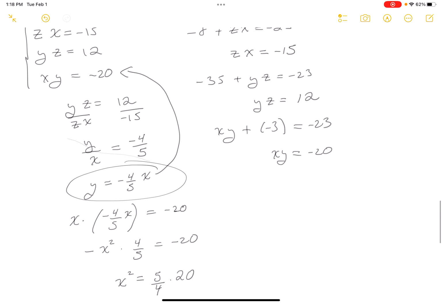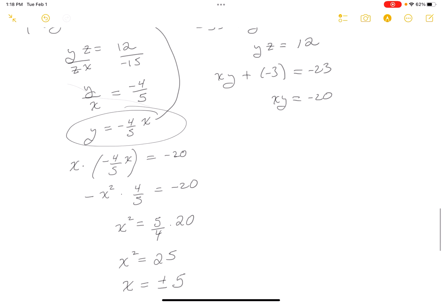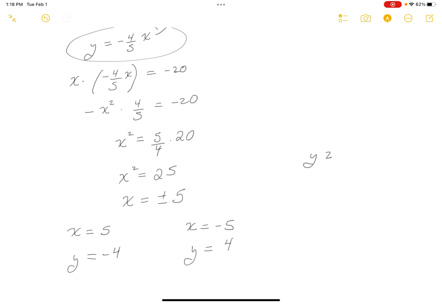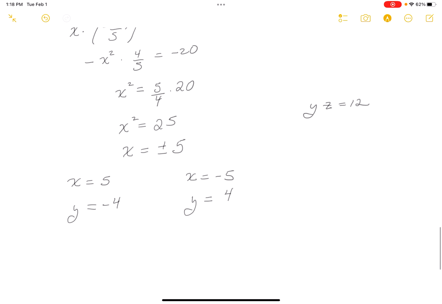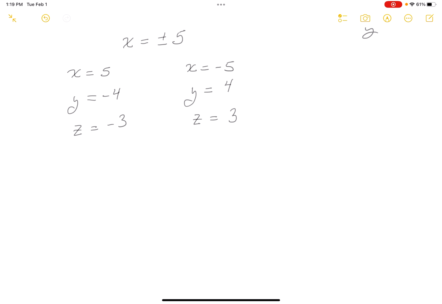I don't know. Let's take a look. I think so. I think I got it, different ways. I'm going to use this one over here because I like it. yz is 12. All right? So if yz is 12, z would be 12 over y. I think I can handle it. So z, 12 divided by y would be 3. And in the other case, 12 divided by minus 4 is minus 3. Again, I'm going to write down the triple, which is going to be 5, minus 4, minus 3. And the other triple is going to be minus 5, 4, and 3.